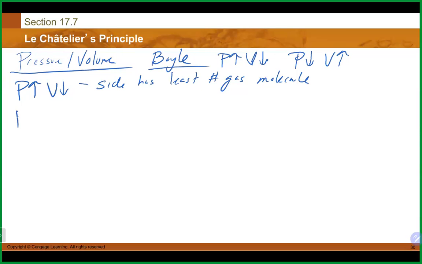Opposite is true. If the pressure starts to drop, that means the volume is going to start to increase. So pressure coming down, we want to bring it back up. So to do that, we're going to need more gas molecules in that larger volume. So it will shift to the side with the most gas molecules.